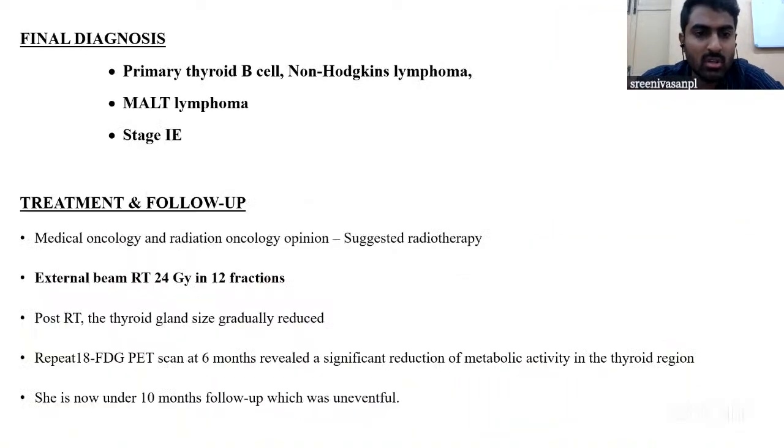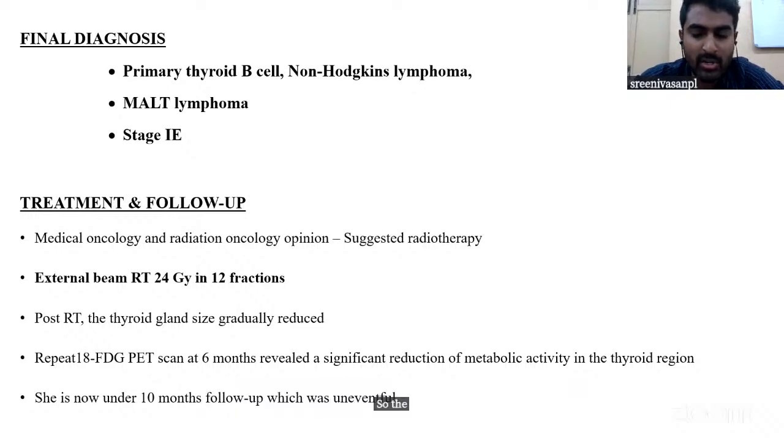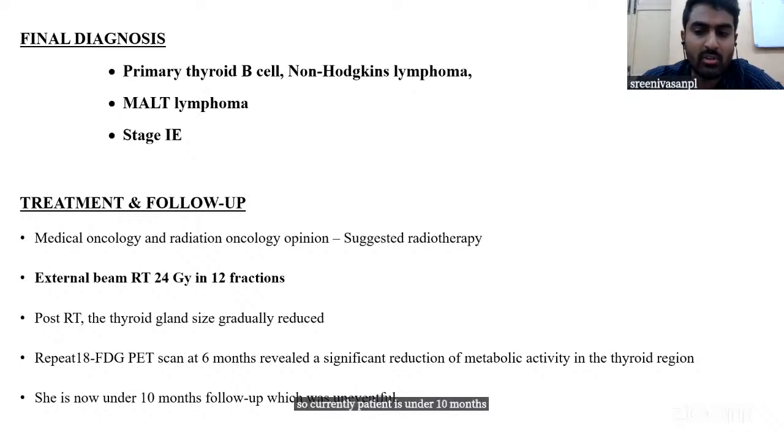So final diagnosis, a case of primary thyroid B cell non-Hodgkin lymphoma, probably an indolent MALT lymphoma in early stages like stage 1E. Regarding the treatment, after consultation with the medical and radiation oncologist, they suggested radiotherapy. So the patient was subjected to external beam radiation therapy, that is 3D CRT, 24 gray in 12 fractions. On follow-up, the thyroid gland size significantly reduced. Also, repeat FDG PET at 6 months revealed a significant reduction in metabolic activity in the thyroid gland. Currently, the patient is under 10 months follow-up, which is uneventful.